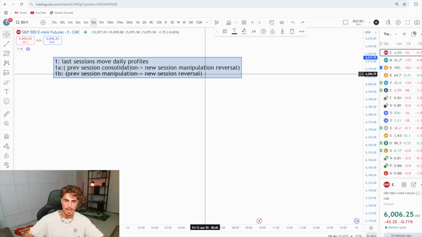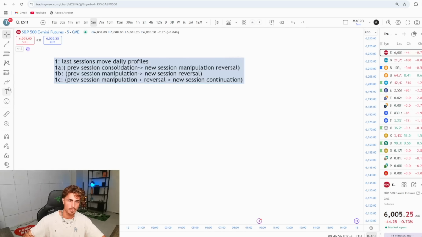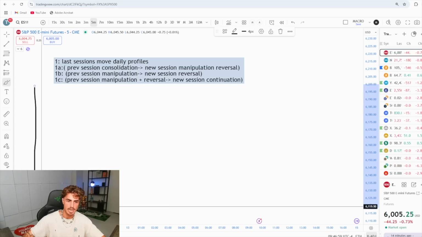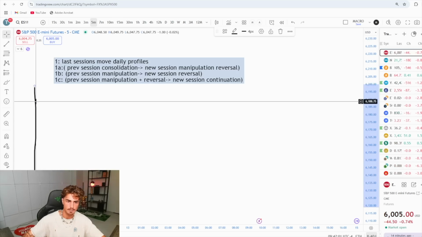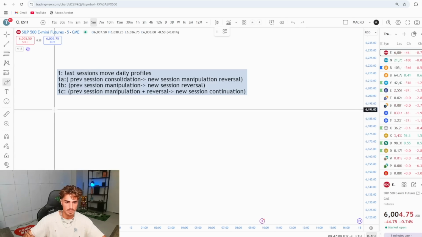And then the third way that price can move is previous session manipulation plus reversal into new session continuation. So what does that look like? We actually just had an example of this yesterday. I was able to make a lot of money off of it. So what does this look like?